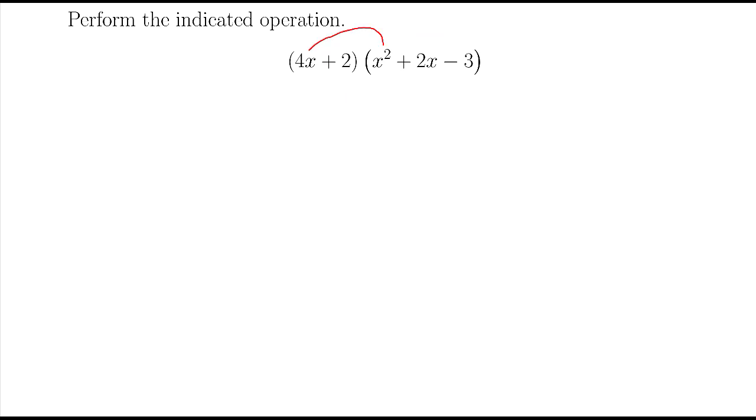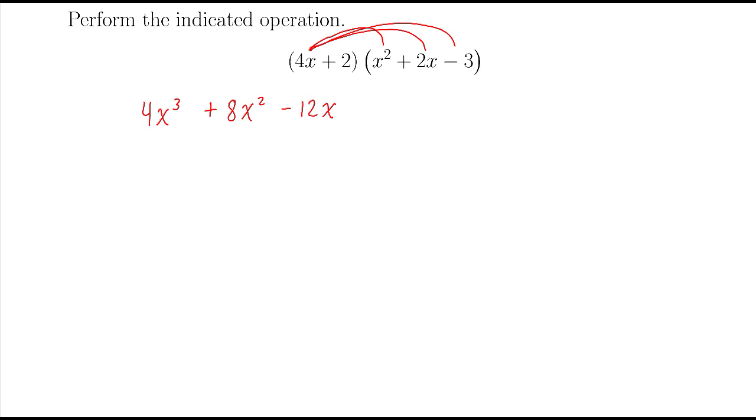4x times x squared is going to be 4x to the third power, right? We have an x right here, just 1, combined with those 2 there, we got 3 altogether in that little multiplication. 4x times 2x is going to be 8x to the second power, right? Have an x there, have an x there. Combined, there are 2 x's being multiplied. 4x times negative 3 is going to be negative 12x, just a single x there, right? That got carried over from here. Okay, so that takes care of the 4x.